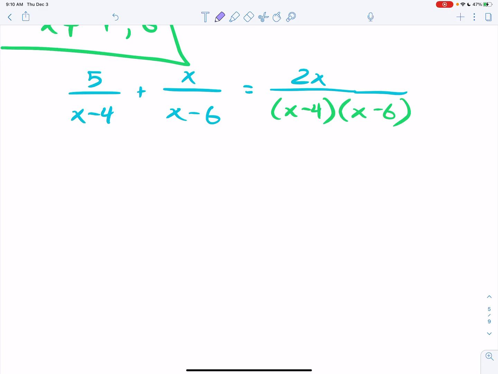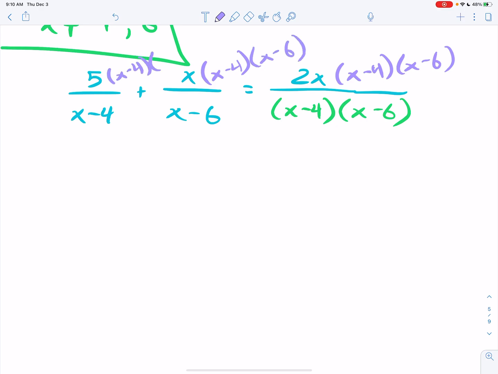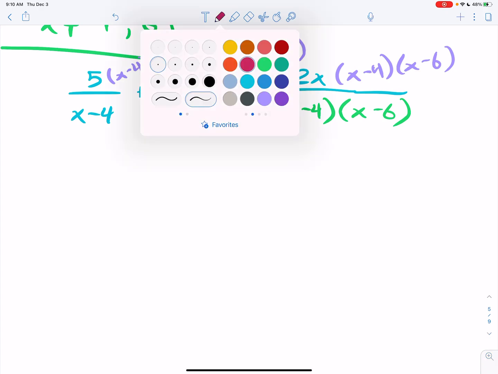Okay, here we go. So we're going to multiply by the least common multiple. So we're going to multiply by x minus 4 and x minus 6 everywhere. That's the only way we're going to get rid of all of our denominators, okay? Because if we can get rid of our fractions, we can make things a lot easier to deal with.